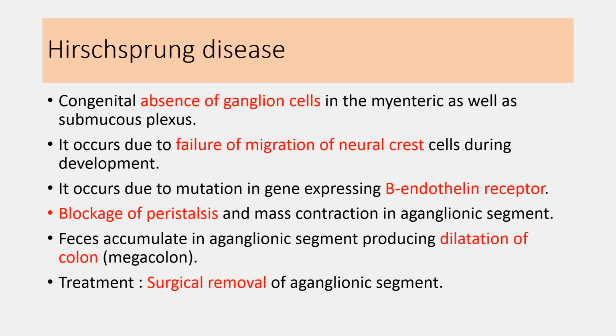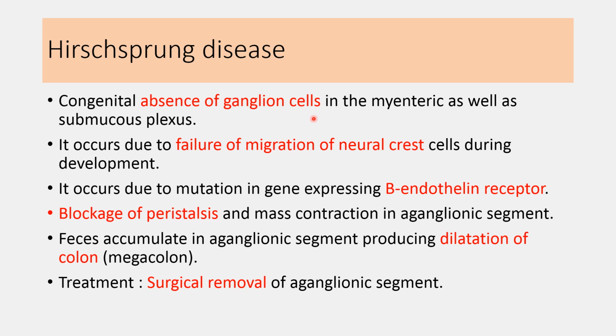Disorders of the movement of the large intestine. First of all, Hirschsprung disease. Hirschsprung disease occurs because of the congenital absence of ganglion cells in the myenteric as well as submucous plexus. So it is a disease that occurs because of the absence of ganglion cells.